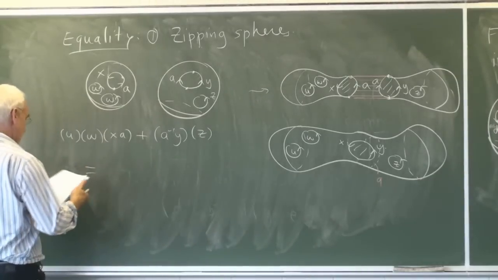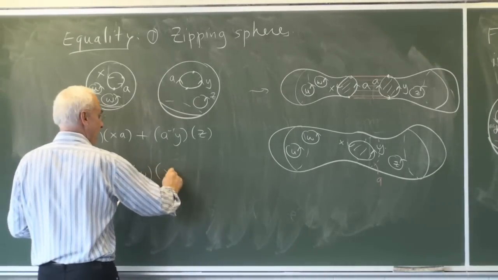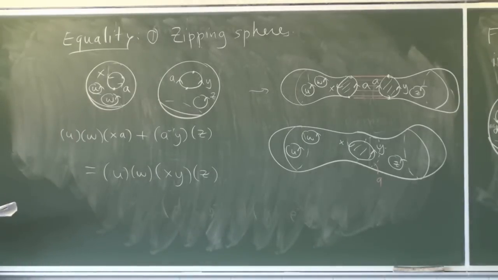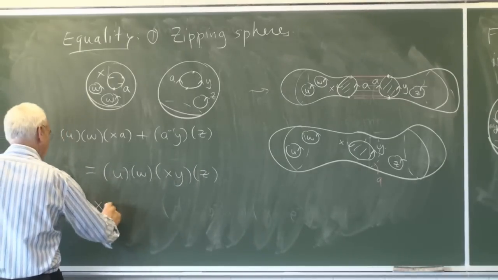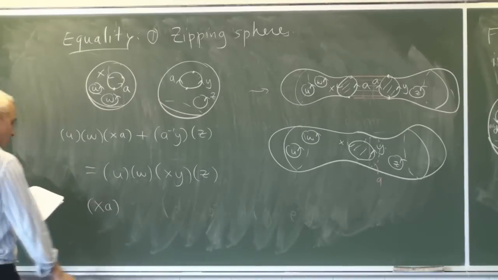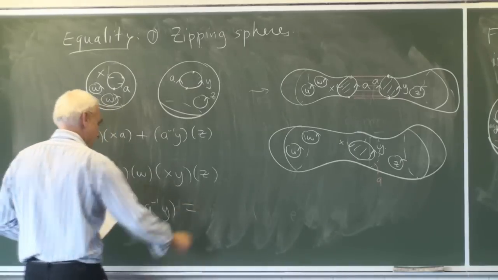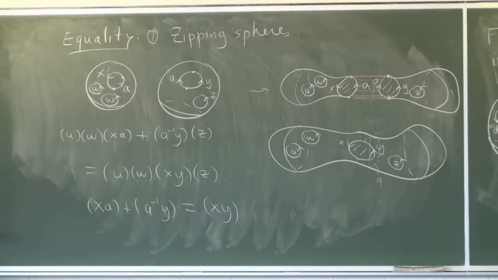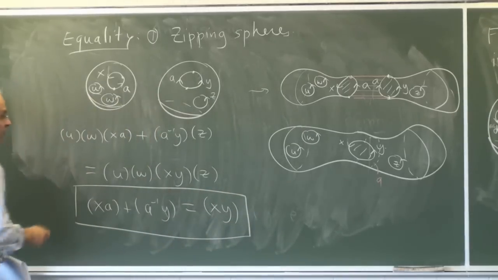And so now we can write this as a single sphere with U, W, X and Y together, and Z. If we ignore these extra words, the essential aspect is that if we have one sphere with a hole XA and another sphere with a hole A inverse Y, then we can combine them to get one single sphere with a hole XY. So we've zipped together two edges, and the two spheres have become one sphere.